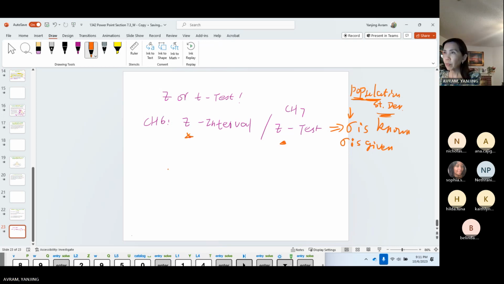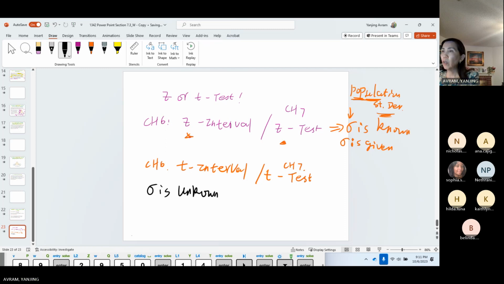And if sigma is unknown, you use the T interval for chapter 6. For chapter 7, you use the T test. So this one is where sigma is unknown. The only thing given to you is a sample. They should give you the sample standard deviation, the little s. It is given, or known.